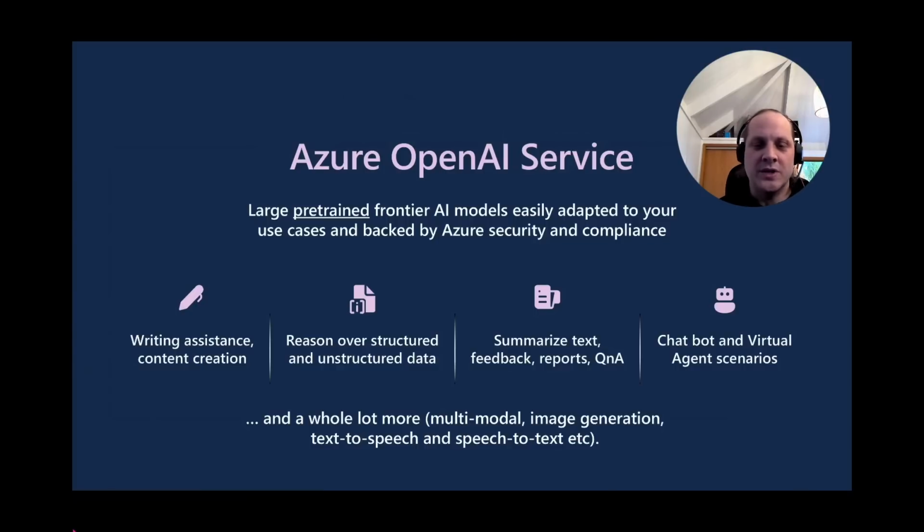But what are some of the things, and we talked about this last time, what are some of the things you can do with these models? Obviously, writing assistant, content creation, this is the basics. Reasoning over unstructured and structured data. That would be giving the model some information, some data, and saying, explain to me why this might have happened.